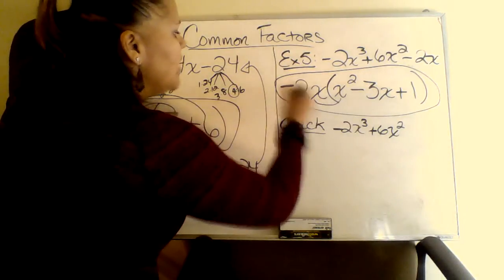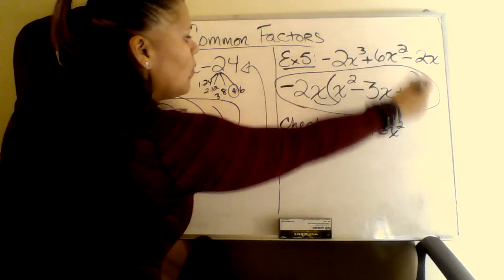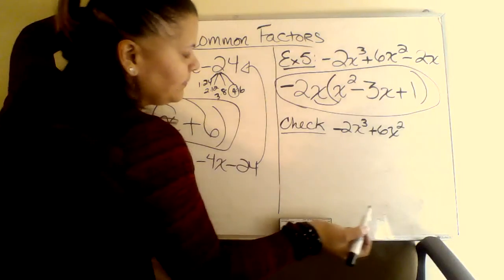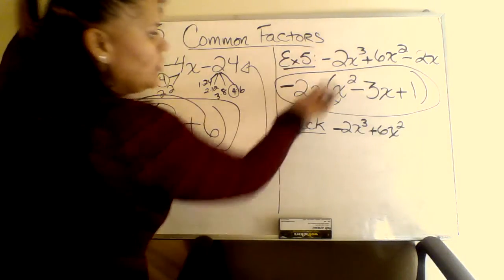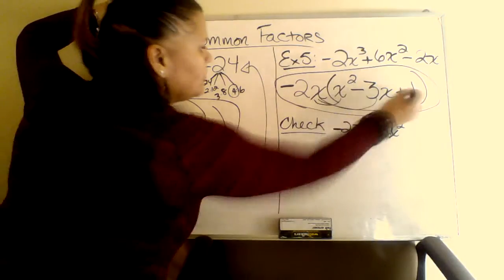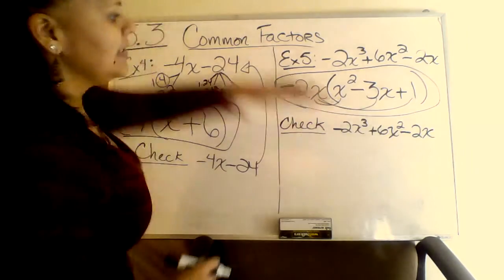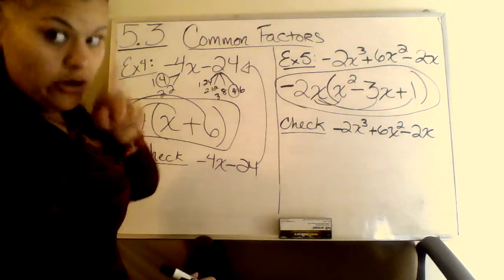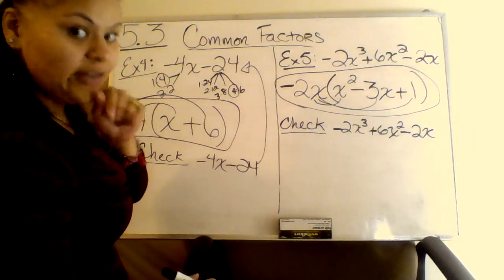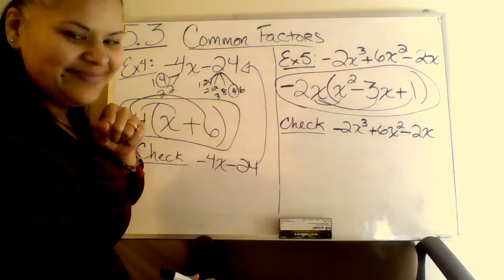Now I have a negative 2x times a positive 1. 1 times anything, you always get the same thing back. So it just stays negative 2x. And that's exactly what I started out with. So I know I did the right thing, and I factored out the right numbers and variables.